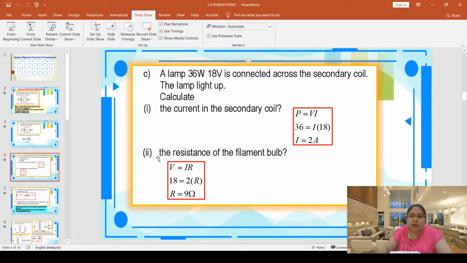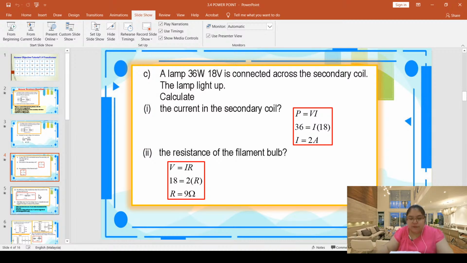The next one, number 2, is the resistance of the filament bulb. The filament bulb means the output. They ask about resistance. Remember V equals IR, the Ohm's law formula we are using. The V for the output is 18, and the current is 2 ampere because we just found 2 ampere. The R we don't know, so we find it. The filament bulb resistance is 9 ohm. Okay, we continue with the question on efficiency.